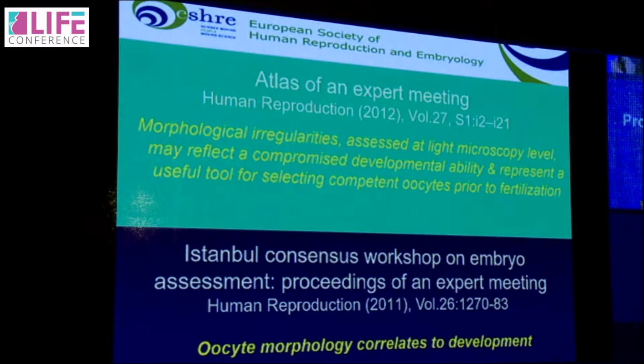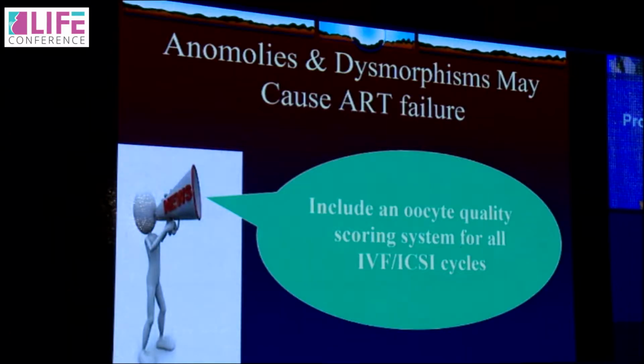And also, we have the Istanbul consensus that came out in 2011, which again stated that oocyte morphology correlates to development. So if there's one thing that you take away from this talk, please do consider grading your oocytes prior to ICSI and at the time of fertilization check when you're doing IVF as well. It is important because it will help you to select your embryos.